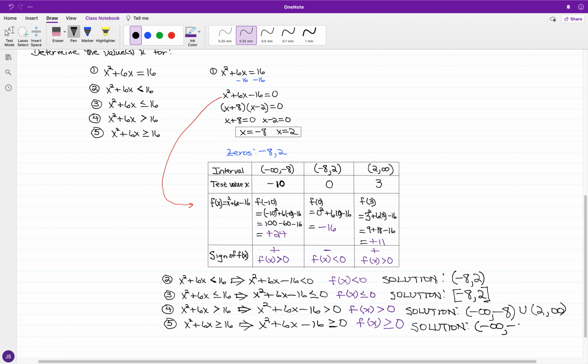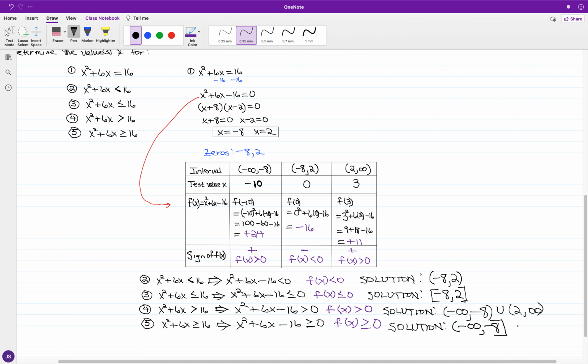Okay, so you have those values of x less than or equal to -8. So -8 is going to be in the bracket. And also we have those values of x that will be greater than or equal to 2.